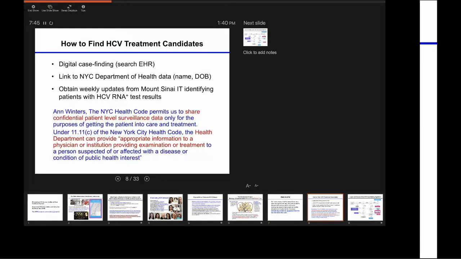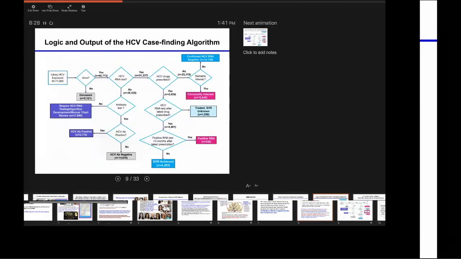Currently, the project has evolved. It started just with digital case finding that Max was doing with existing medical records, but subsequently we've also linked up to the Department of Health, sending down names and dates of birth, and then they will look through their database to see if they have any matches. And we're also working with Mount Sinai IT to get patients with new Hep C RNA tests. And this is just a statement from Ann Winters about the New York law that allows us to operate under our activities and get this information and contact patients.